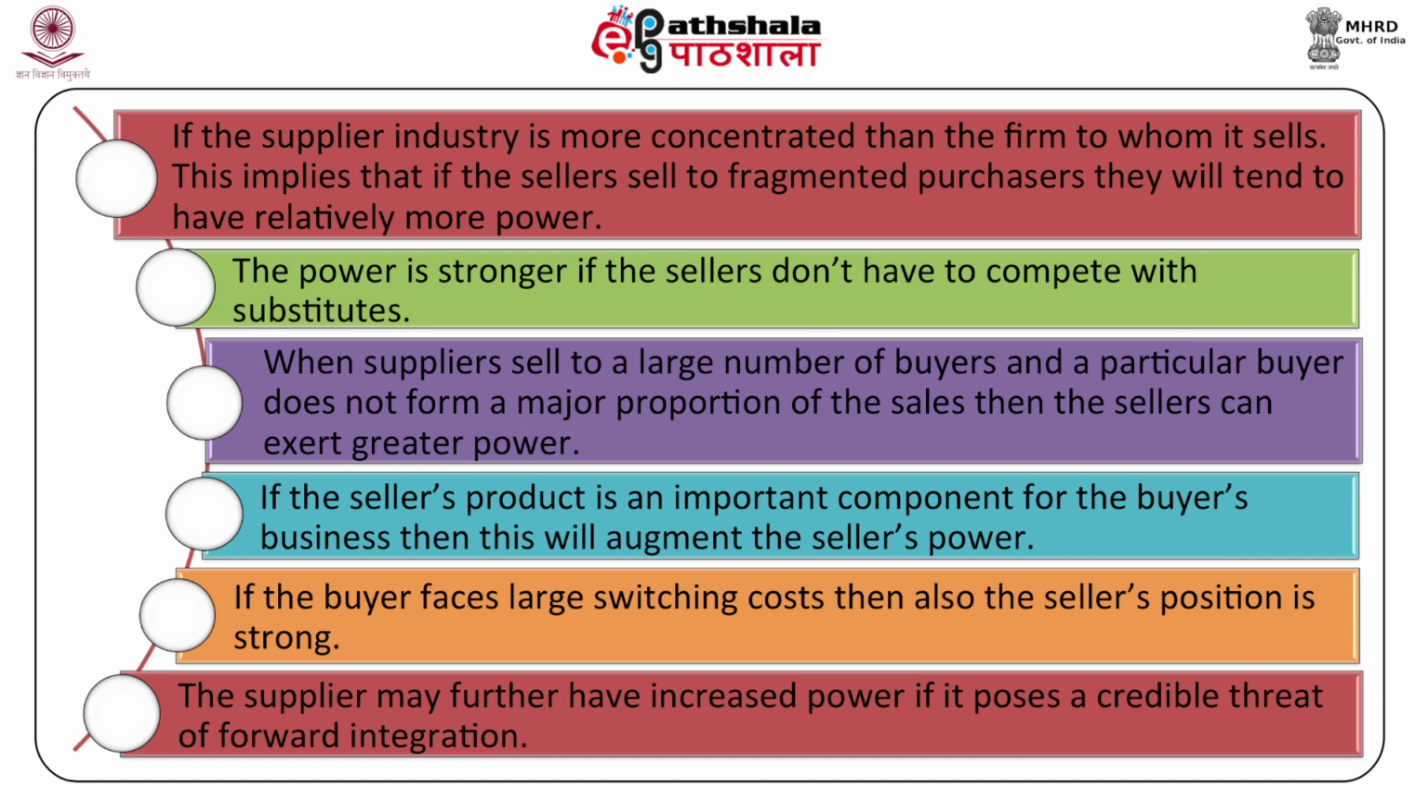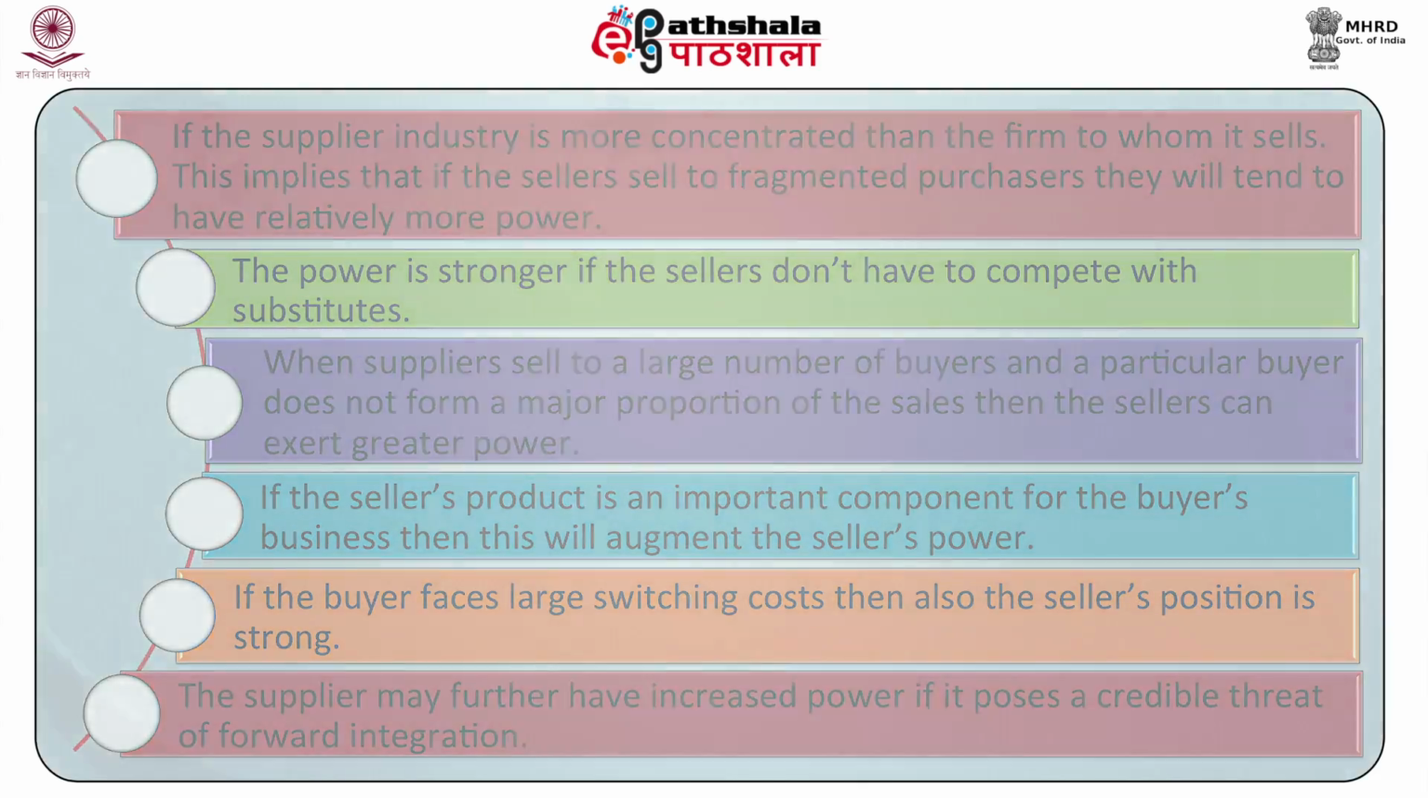The fourth, if the seller's product is an important component for the buyer's business, then this will augment the seller's power. The next, if the buyer faces large switching costs, then also the seller's position is strong. The next is the supplier may further have increased power if it poses a credible threat of forward integration.